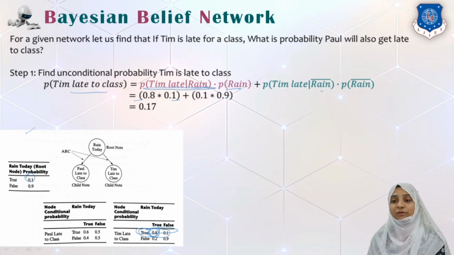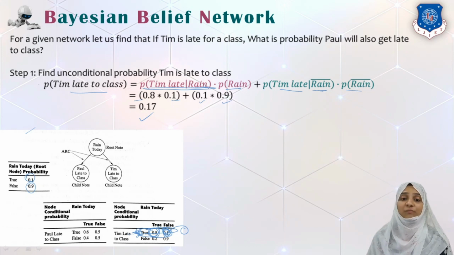Okay, likewise I am going to substitute Tim is late given it is not raining. So Tim is late, that is true, is the row that I am looking into. But there is no rain is nothing but this particular component. That is nothing but 0.1. As you can see, this 0.1 is substituted into the probability that there is no rain. So what is the probability of it not raining? It is 0.9. So here I will have 0.9. Now after doing the math, I am getting the value 0.17 as the probability of Tim getting late for a class.